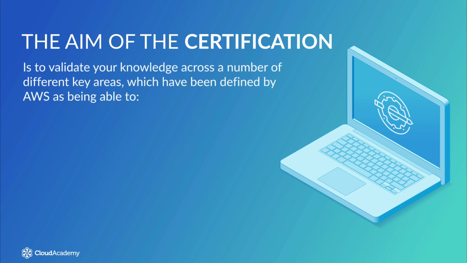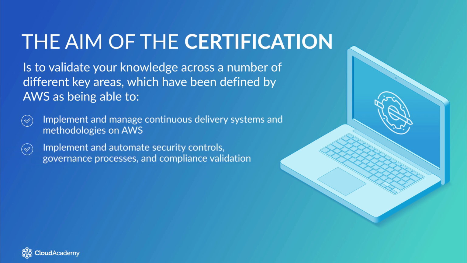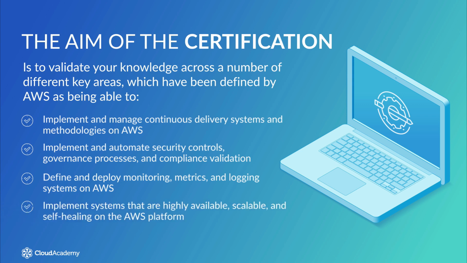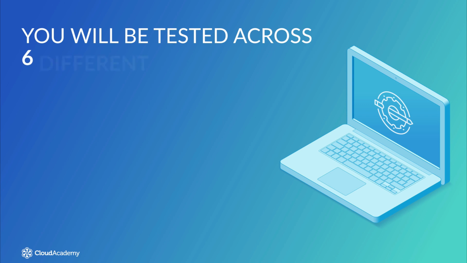which have been defined by AWS as to being able to implement and manage continuous delivery systems and methodologies on AWS, implement and automate security controls, governance processes and compliance validation, define and deploy monitoring, metrics and logging systems on AWS, implement systems that are highly available, scalable and self-healing on the AWS platform, and design, manage and maintain tools to automate operational processes.